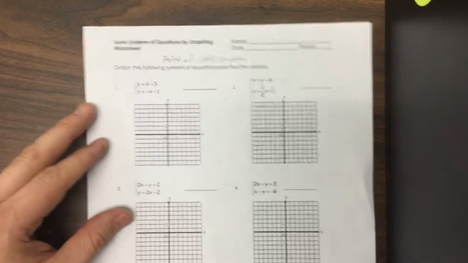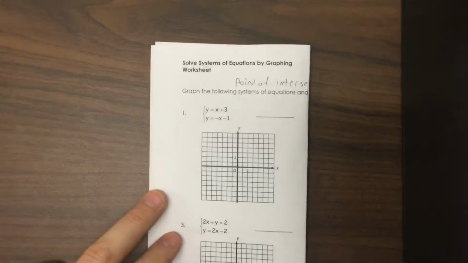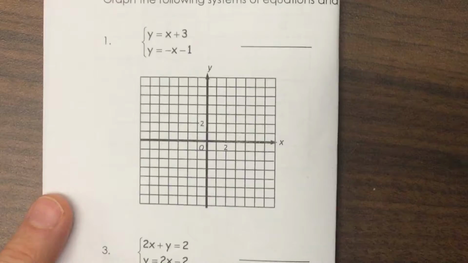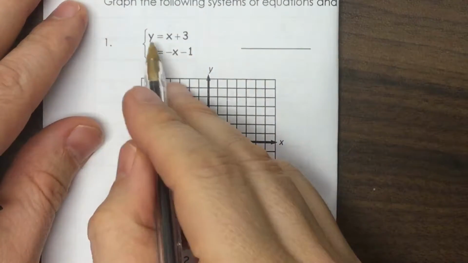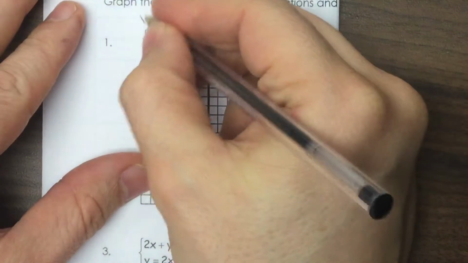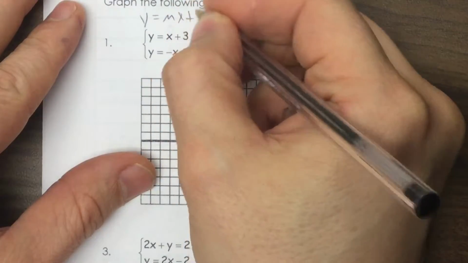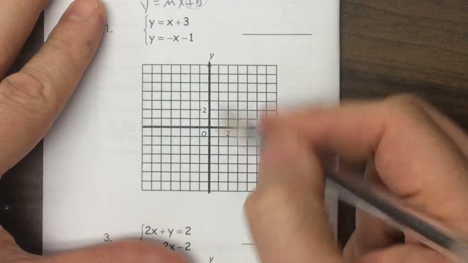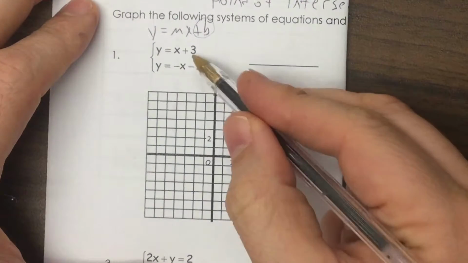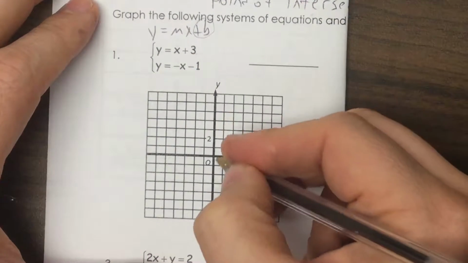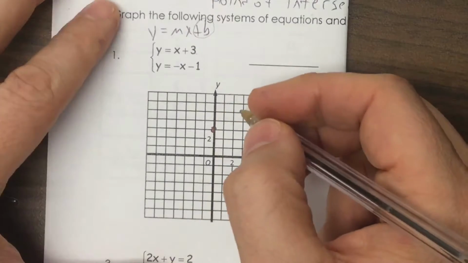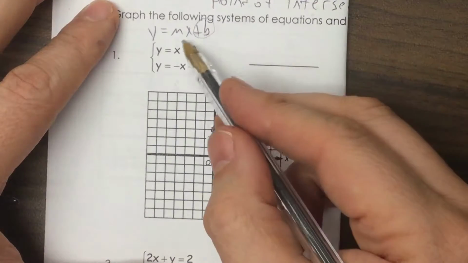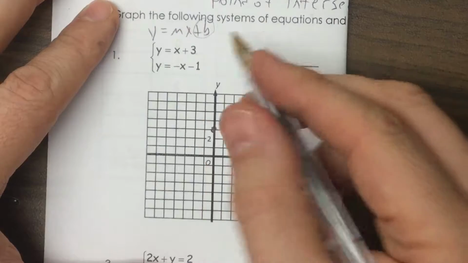So let's go ahead and get started on number 1. Okay, this is nice and easy for us because they already have y by itself. It's in slope-intercept form, y equals mx plus b. My b number tells me where to put a point on the y-axis. Here it's plus 3, so it's going to go up 3. All right. Now my slope, there is no number here. What is my m value? We know that it is an invisible 1.